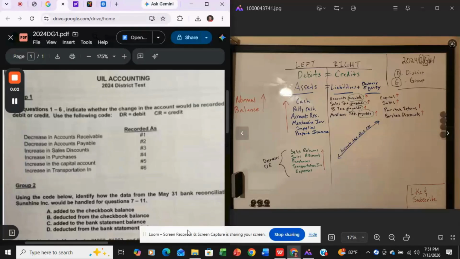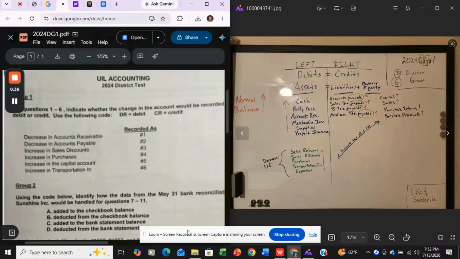Since I just explained the normal balances of accounts, whether they be a debit or a credit, let's go over the 2024 District Test Group 1. Again, you can find this practice group in the description along with the answer key. Looking at the directions, for questions 1 through 6, indicate whether the change in the account would be recorded as a debit or a credit.